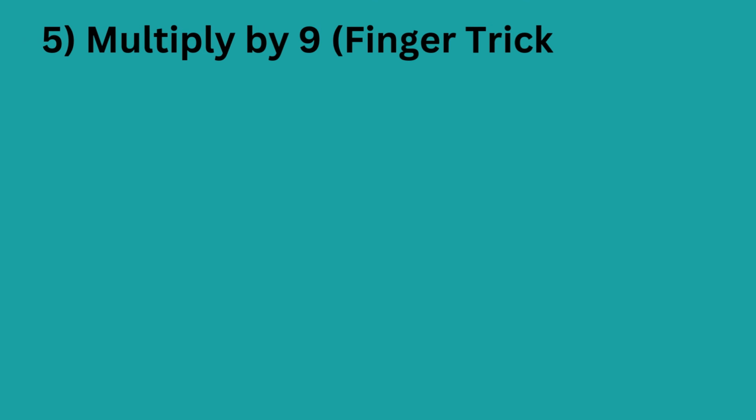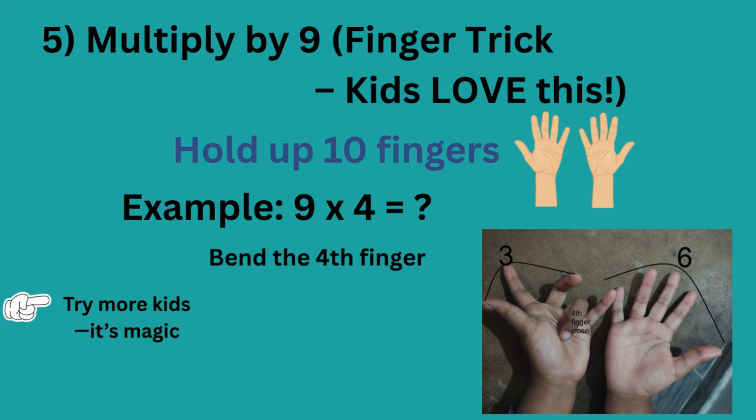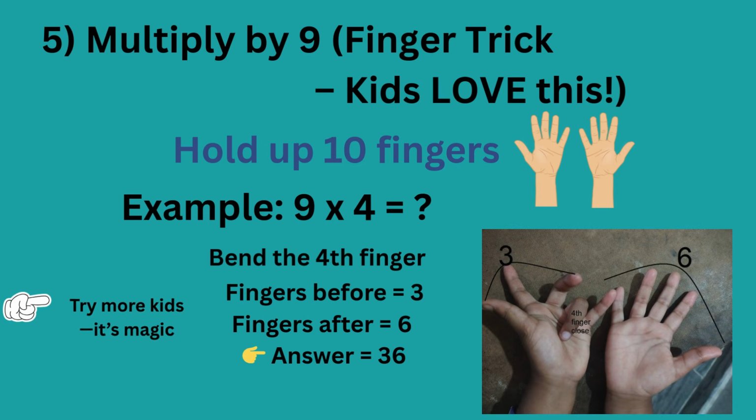Multiply by 9. Hold up 10 fingers. Example: 9 times 4. Bend the fourth finger. Fingers before: 3, fingers after: 6. The answer is 36. That is, 9 times 4 is 36.